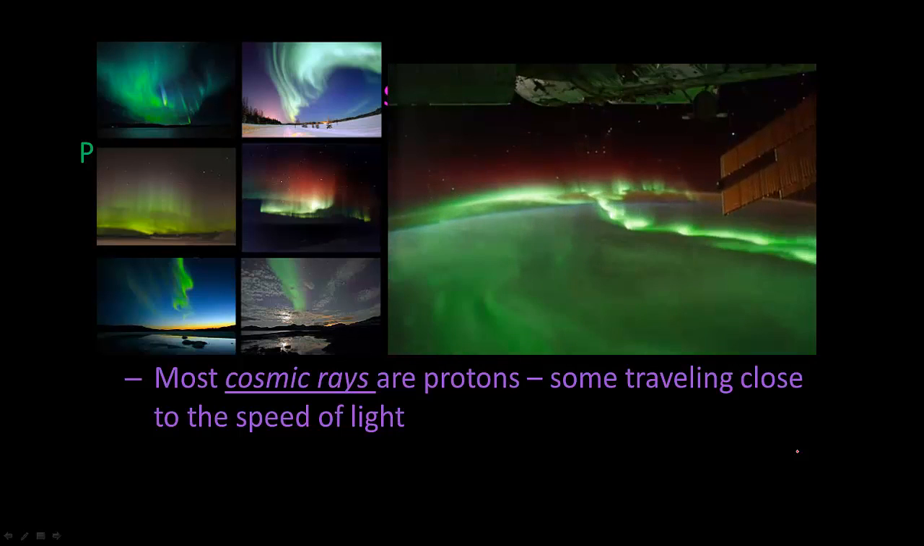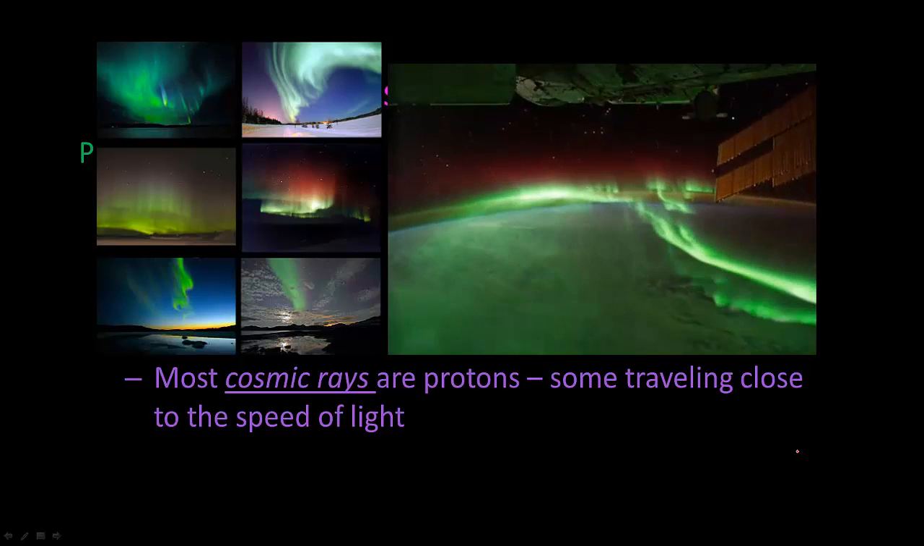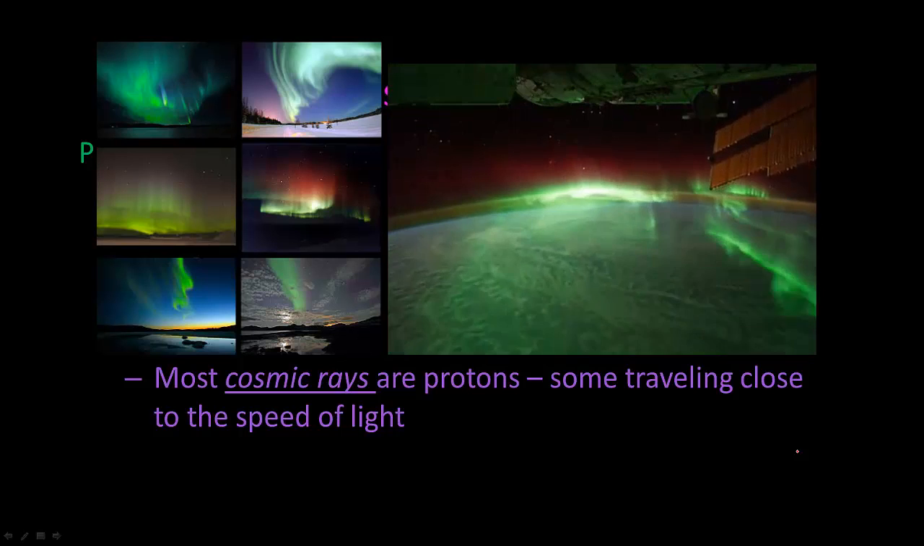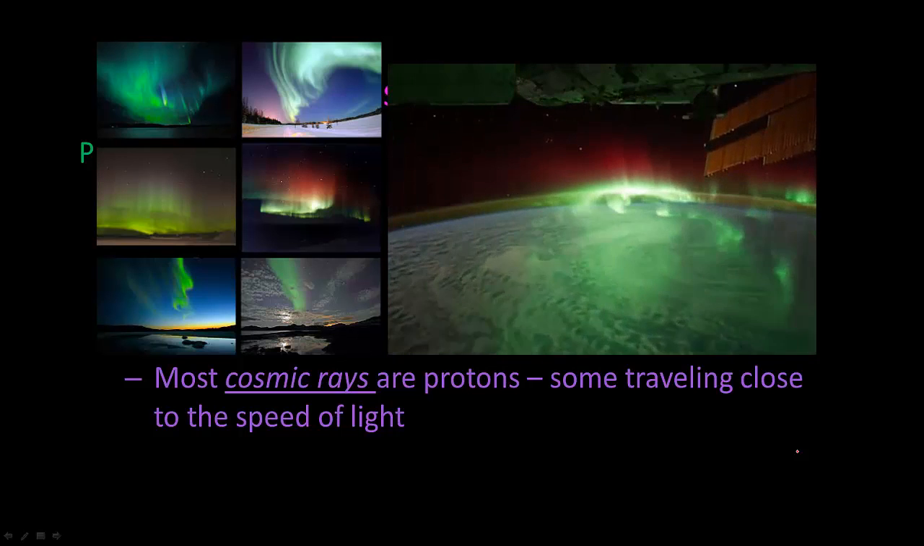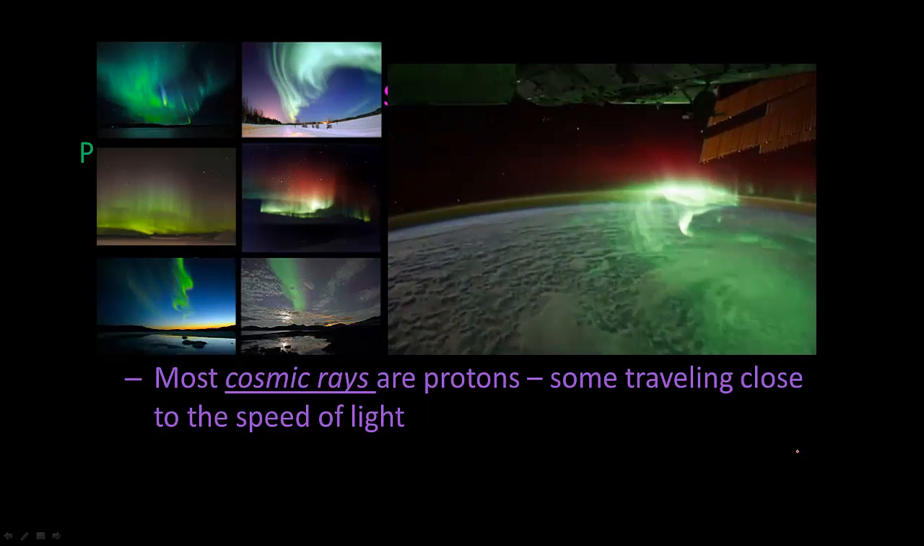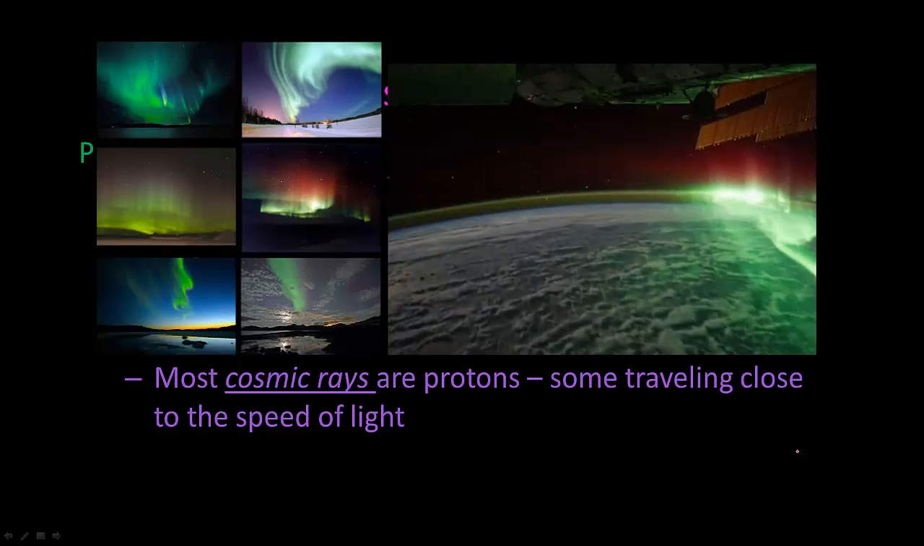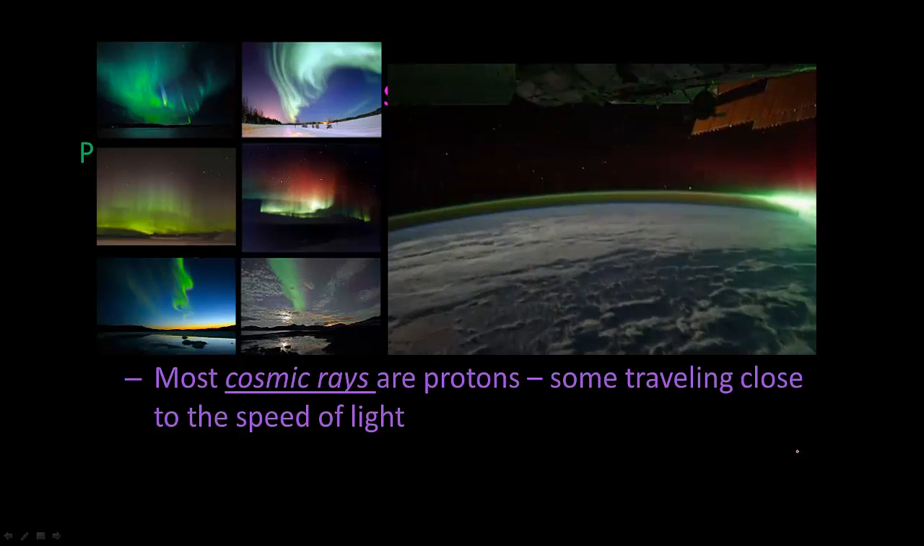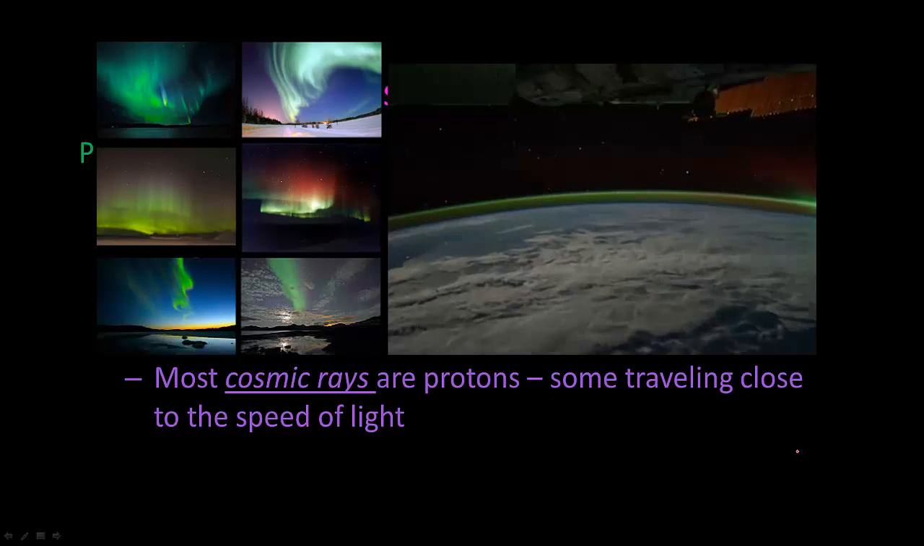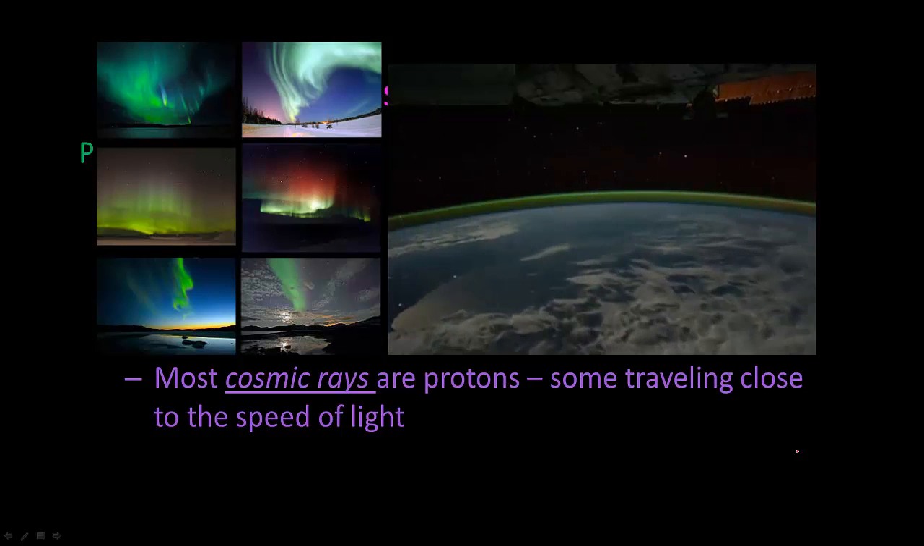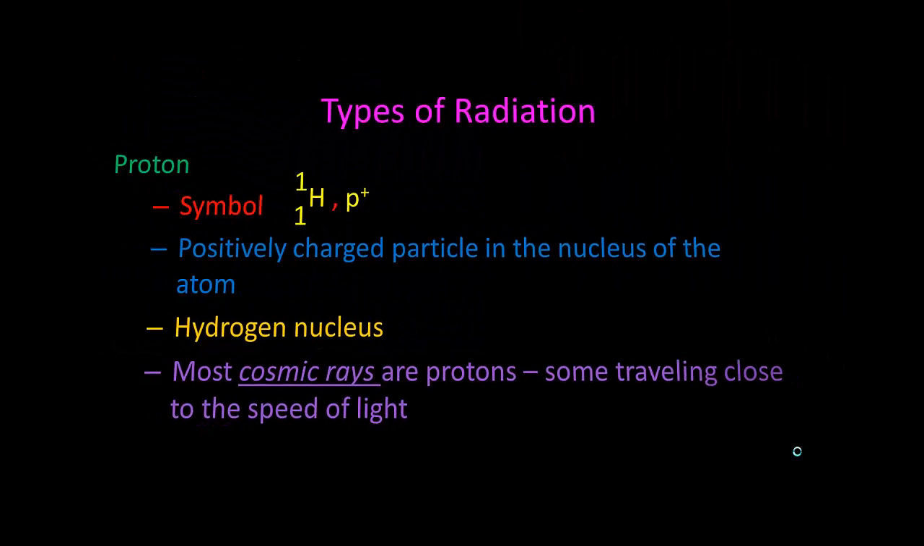Another thing that cosmic rays do is they keep our carbon-14, which is a radioactive isotope of carbon, at a fairly consistent level in our atmosphere. We'll talk about that towards the end of this video. Carbon-14 is a radioactive isotope used in carbon dating.